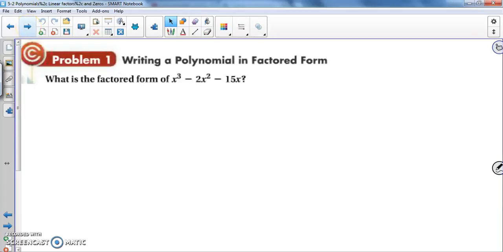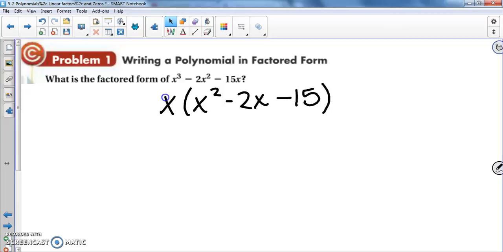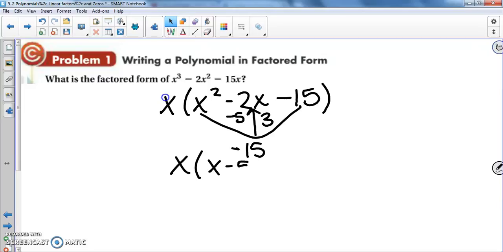So one, we are going to write a polynomial in factored form. First we're going to take out our GCF, and then I can factor what's inside. What two numbers multiply to -15 and add to -2? -5 and 3. So I have x times (x minus 5) times (x plus 3). If we were to check, we could multiply this out and we would be left with what we started with.